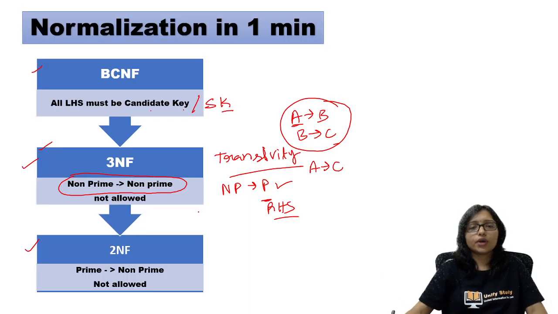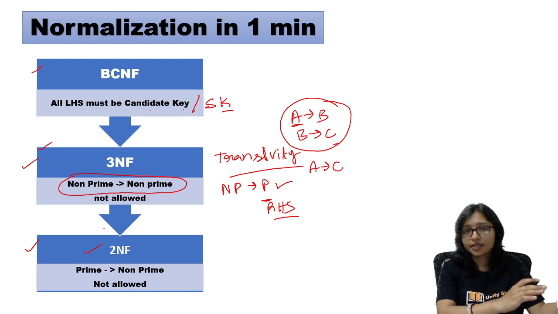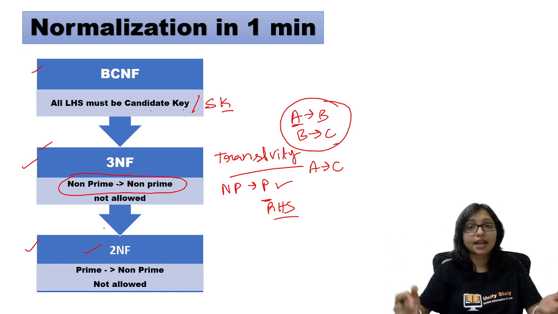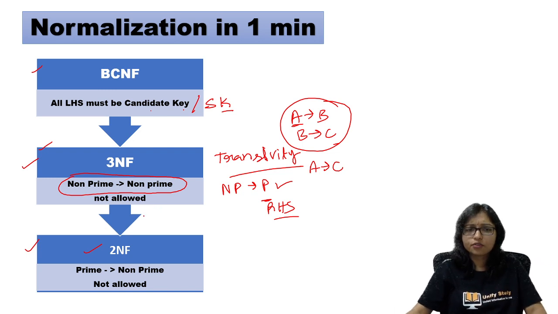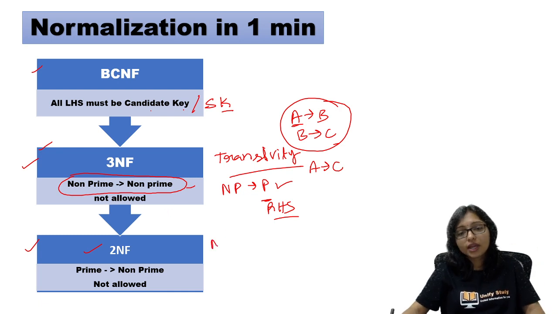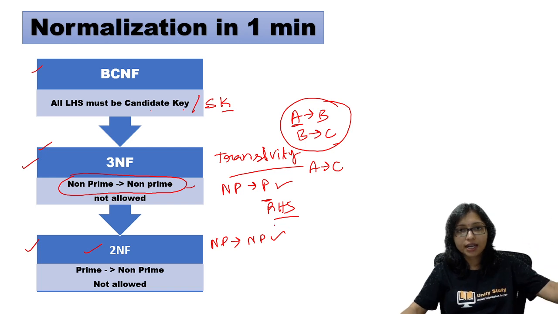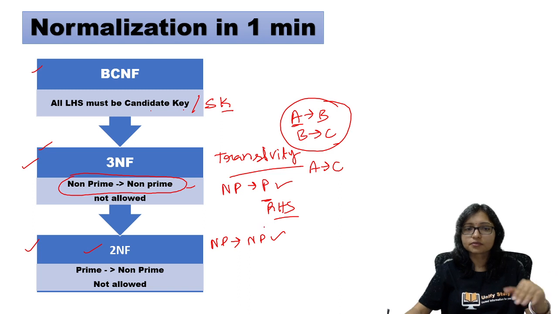Now come to the 2NF. This one was satisfying 3NF, but in another question 3NF may not be satisfied, and then we need to check 2NF also. So for 2NF, what to do? 2NF has a little less strict constraint. Okay, in 2NF, non-prime to non-prime we are allowing. What was not allowed in 3NF, we are allowing. Non-prime to non-prime can be there.